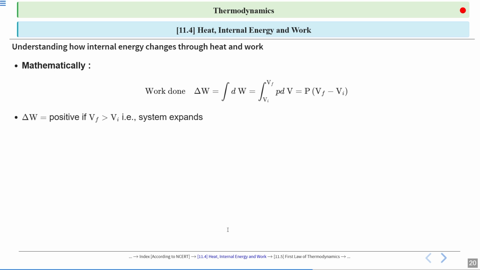Delta W is positive. It means the work done is positive, which means the final volume is greater than the initial volume. So here the system expands. If the system expands, the work done is positive. Delta W is negative if Vf is less than Vi. The system contracts. Alright, so then the work done is negative.